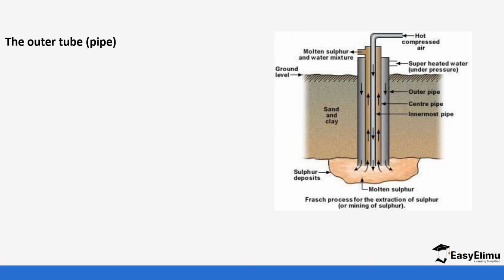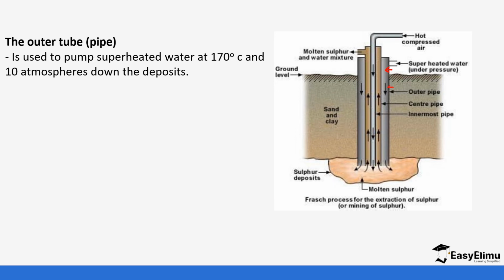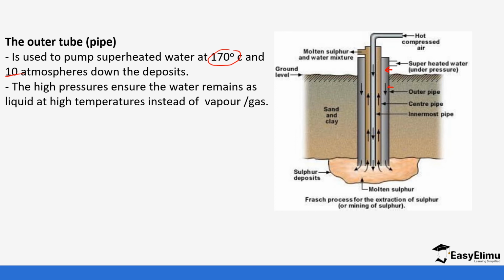So we have the outer tube or pipe. So basically we are looking at this gray one on the outer side. So let's see what's the function. It is usually used to pump superheated water, and this water is heated at 170 degrees Celsius and at 10 atmospheres. So it is superheated under specific pressure, and the pressure is 10 atmospheres. The high pressure usually ensures that the water remains at liquid state at high temperatures instead of vapor and gas. So we discussed this in Form 1. If you have high pressures, the boiling point increases for water. So it remains in liquid state although the temperatures are very high.